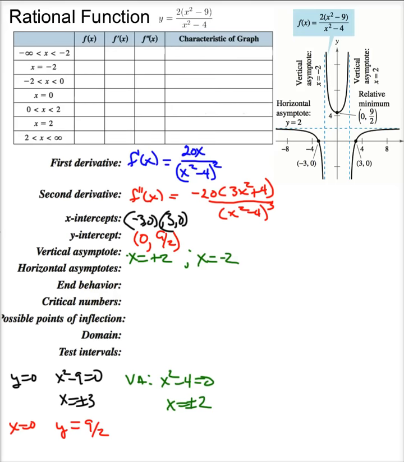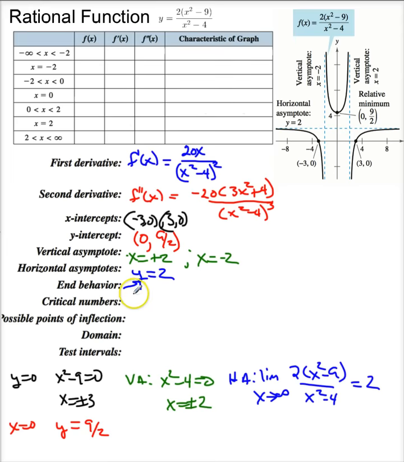For the horizontal asymptotes, we need to take the limit as x approaches infinity, in both the positive and the negative direction, but in this case it turns out it doesn't matter. In both of these cases, it is 2. So I have a horizontal asymptote of y equals 2. Now let's look at the end behavior. The end behavior for this one is that it follows these horizontal asymptotes at y equals 2. It does not become unbounded.